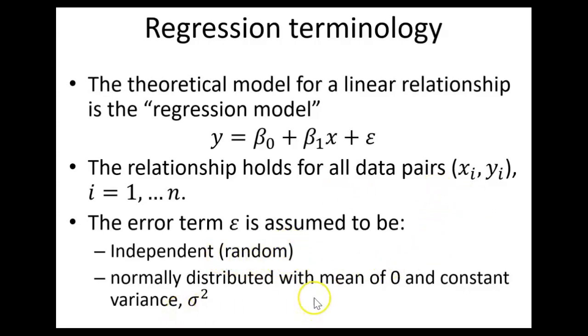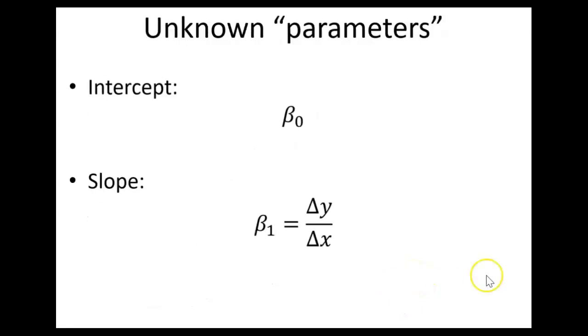And the error term is assumed to be normally distributed. It has a symmetric distribution with a mean of 0 and a constant variance, sigma squared. Okay, so these theoretical parameters are unknown. Again, the intercept is beta 0, and the slope is equal to the change in y divided by the change in x. This is just the same slope that we all learned about in algebra class.